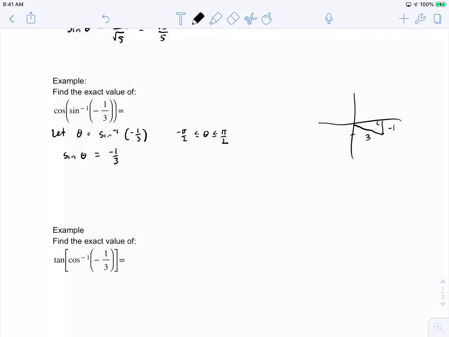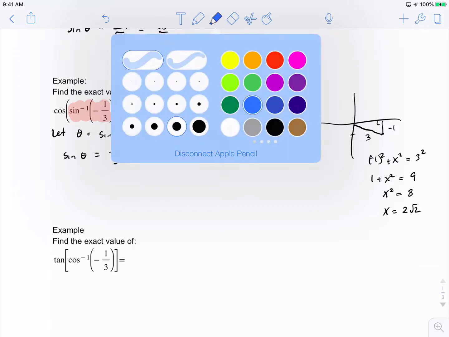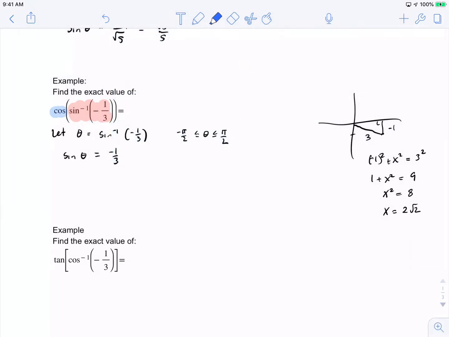Now to get our x value, again, we can Pythagorize: negative 1 squared plus x squared, which we don't know, is equal to our radius squared, 3 squared. So we get 1 plus x squared is equal to 9, x squared is equal to 8. And so x, again, is a distance and on the positive side of the quadrant, so it's going to be 2 square root of 2. Now, again, we use the inside information. We'll use cosine of that inside information.